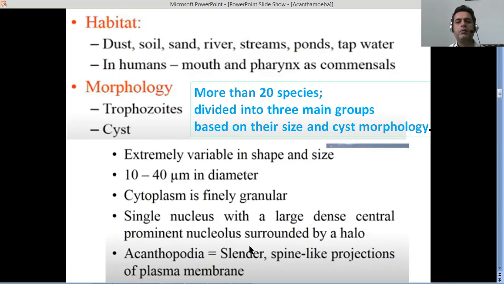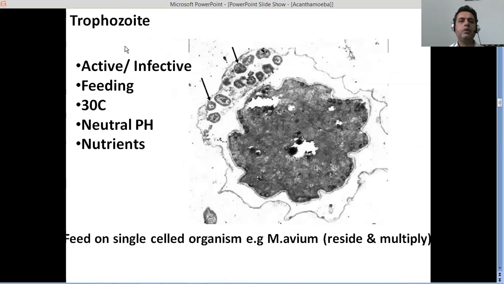In Acanthamoeba, slender spine-like projections of the plasma membrane are there that you can see in case of the trophozoite. So it's a trophozoite. You can see it's an electron micrograph of the trophozoite. It's an active and infective stage of this particular amoeba. It is active as well as infective, and it's the feeding stage. It feeds on different types of bacteria, fungi, and other microbial species.